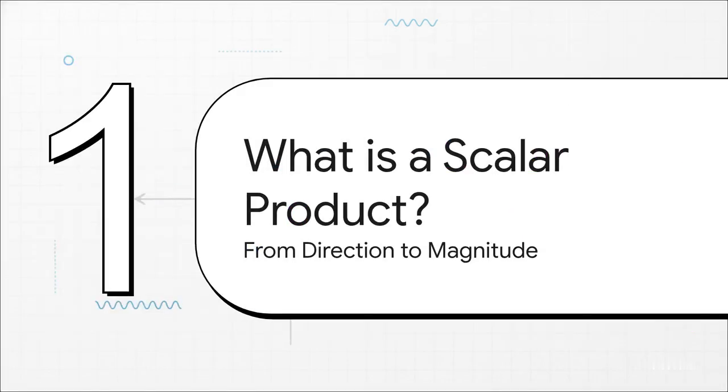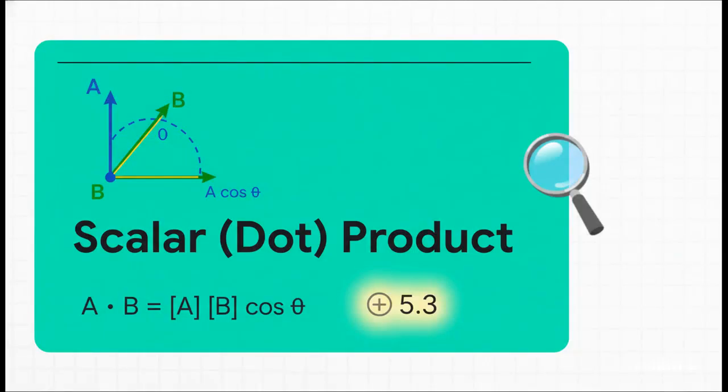All right, so let's start with that big question. How can we possibly take two things with direction, like a force vector and a displacement vector, multiply them, and end up with just a magnitude? Well, that is exactly the job of the scalar product. And here's the formal definition.